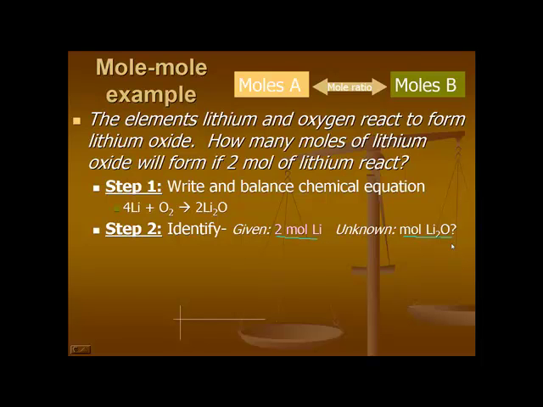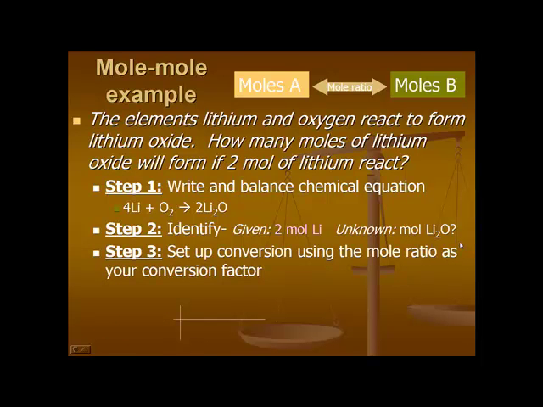There's going to be a lot of numbers in these problems, so it's really important to have a clear idea of where you are starting and where you are ending. In this problem, the only number I was provided was 2 moles of lithium. So that is my given. That's where I'm going to be starting a conversion. The unknown is what the question is asking for. It asks for how many moles of lithium oxide I am going to get. So moles of lithium oxide is my unknown.